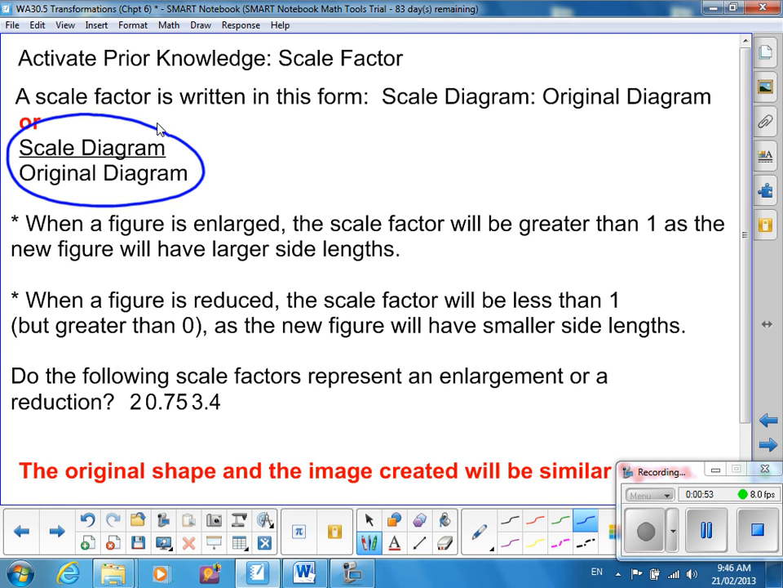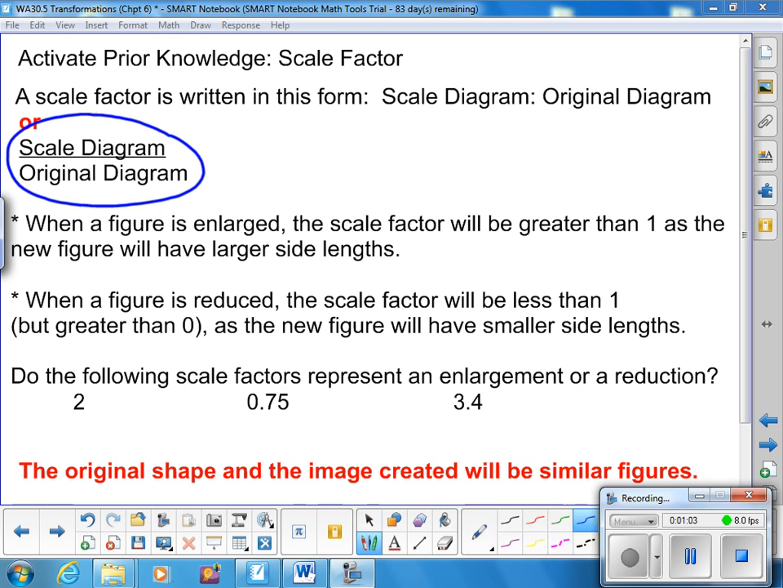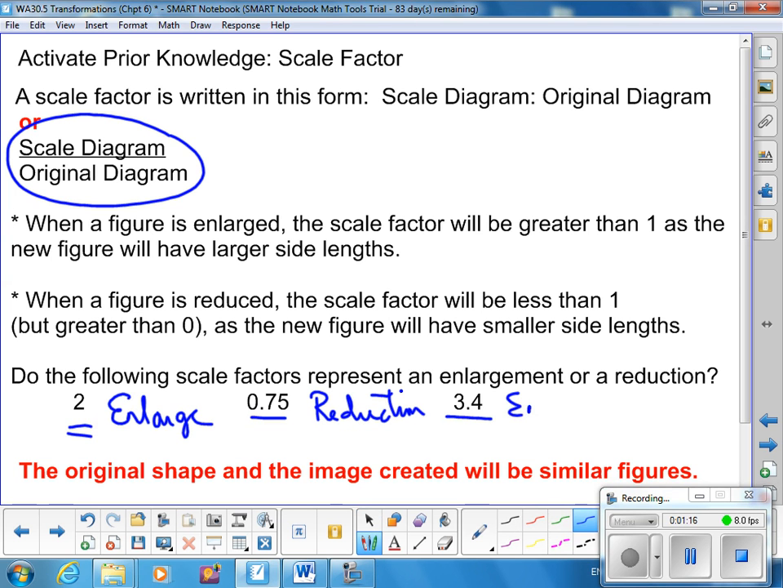So when we look at the following scale factors, do they represent an enlargement or a reduction? A number of 2 will mean that your picture is getting bigger and it's an enlargement. 0.75 will be a reduction, it's less than 1. And 3.4 will be an enlargement. Okay, the original shape and the image created will be called similar figures.